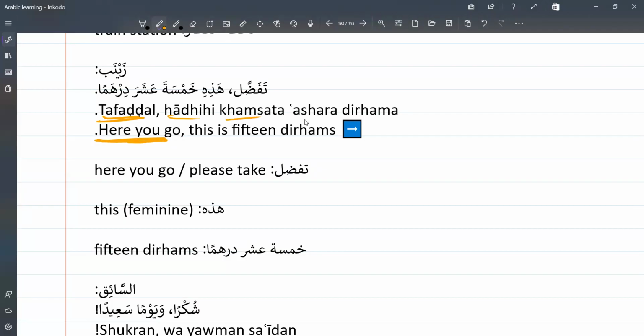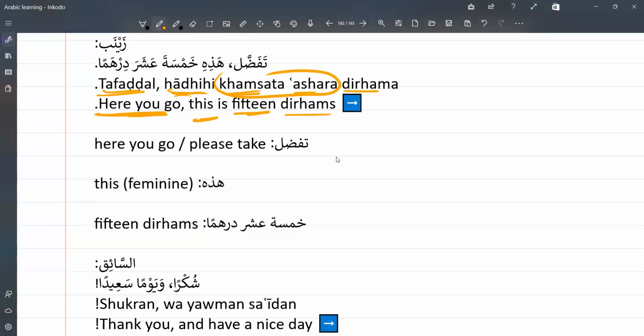هذه خمسة عشر درهما. So هذه means this, خمسة عشر means 15, and dirhama means dirhams, or dirhaman means dirham, right? Tafaddal means here you go, and hazi خمسة عشر درهما, 15 dirham, right?